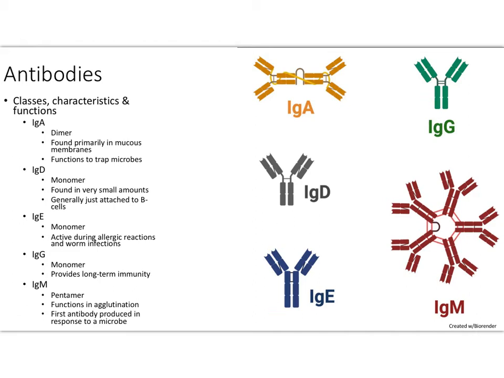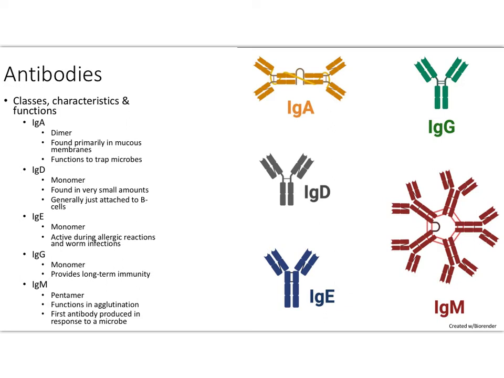IgG is also a monomer, and this one provides long-term immunity. This one circulates throughout our bodily fluids, especially the blood and plasma, interstitial fluid in some cases, and what it does is provide us with immunity that can last sometimes months to years, to decades sometimes. So let's say you get infected with a certain disease as a child, or you get a vaccine as a child, you may have IgG that is specific to that microbe you were infected with or to that vaccine that you received for years to come.